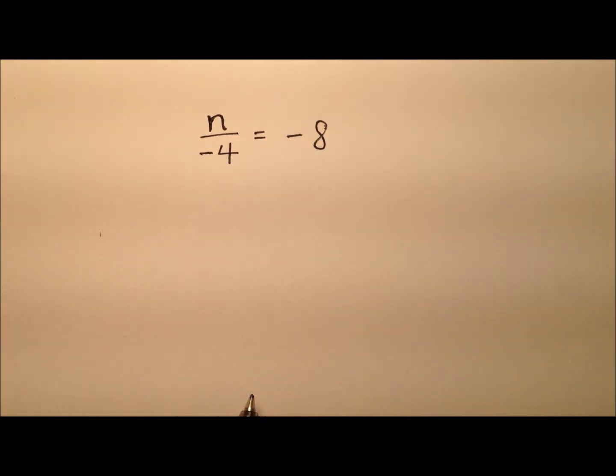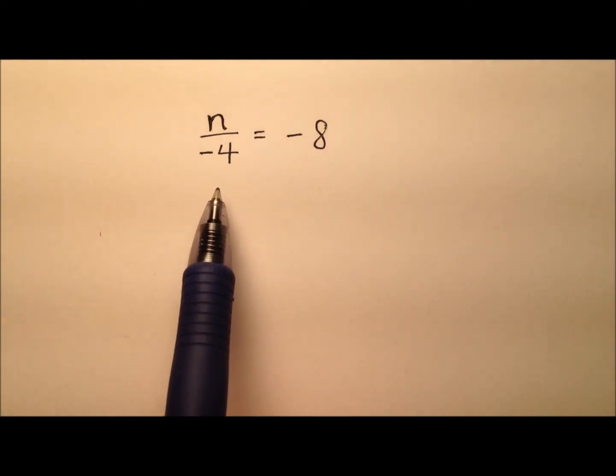Can you see why they might have been wrong to say n equals 2? Can you see why they might have said n equals 2? Well, let's go ahead and look at this problem closer.